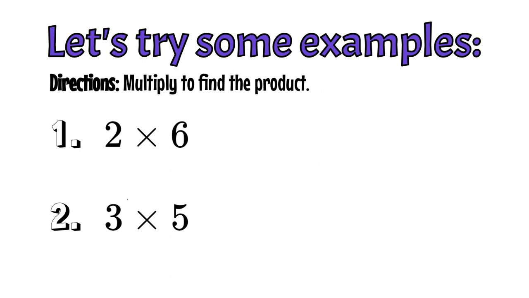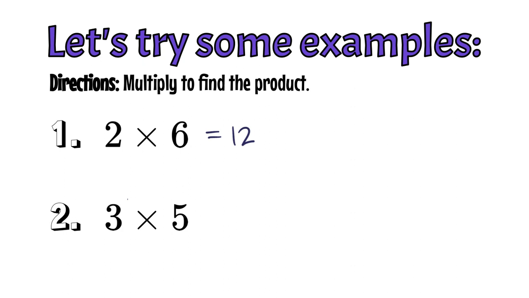In number 1, we have 2 times 6. There's a few ways we can think about this problem. We can skip count. We can think 2 6 times: 2, 4, 6, 8, 10, 12. So 2 times 6 equals 12. We could also think about our array, 2 rows of 6 or 6 rows of 2. But ideally, these are math facts that we will memorize.